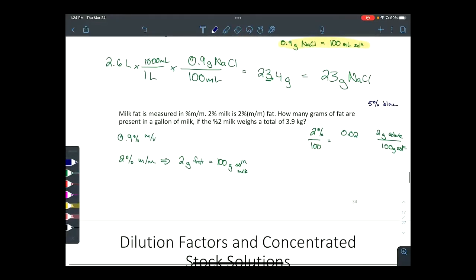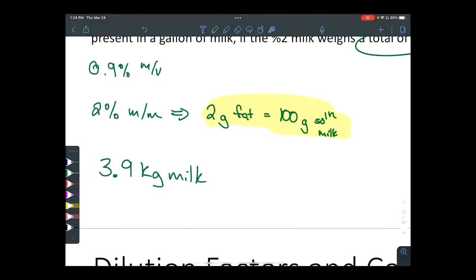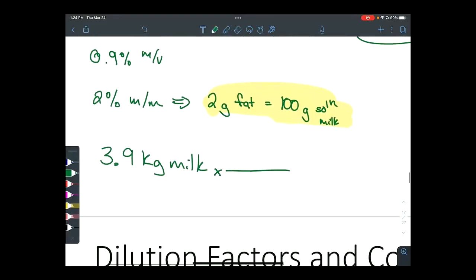So here is our equality that we are working with. What do they give us? We want to know how many grams of fat there are, and here's the total mass of the milk, 3.9 kilograms of milk. But look at the equality that we are starting with here. We need to convert that kilogram into grams. I forgot what chapter all those conversions were, maybe chapter 1. So 1 kilogram on the bottom, 1,000 grams of milk on the top.